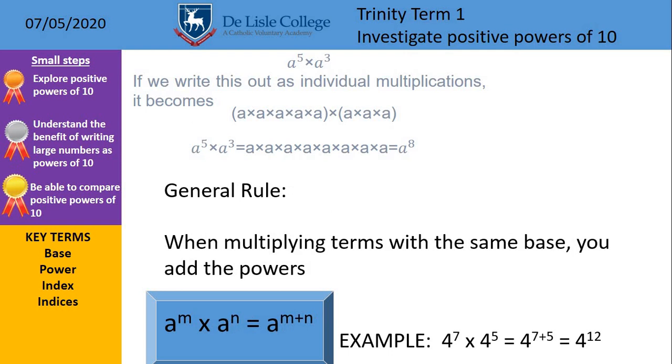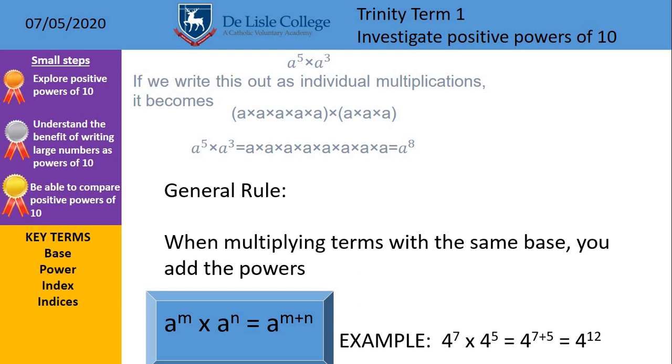So we can see from this then, this is our general rule when multiplying terms with the same base. So in the example above, a to the power of 5 times a to the power of 3, the base is a. You simply add the powers. So a to the power of m times a to the power of n, where m and n can be any numbers there. You simply add m and n together. So bottom right, as an example, 4 to the power of 7 times 4 to the power of 5. The base doesn't change, it still remains as 4. You add the powers there, 7 and 5. 7 plus 5 is 12.